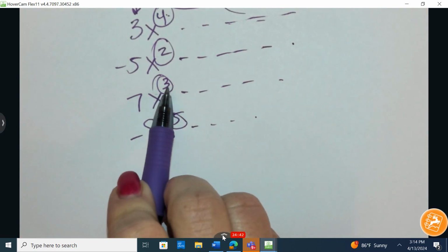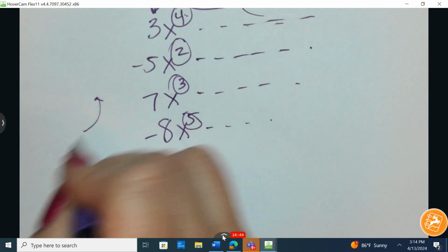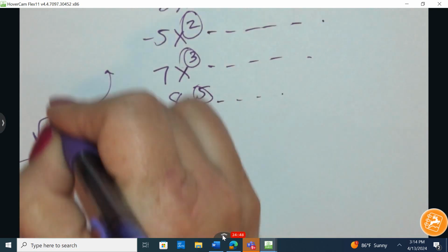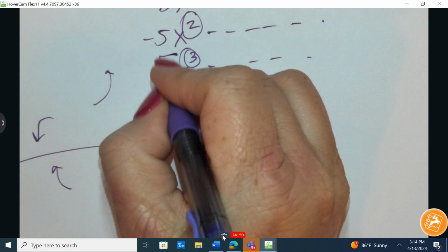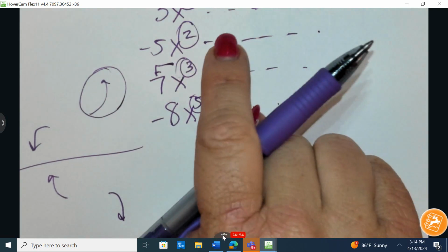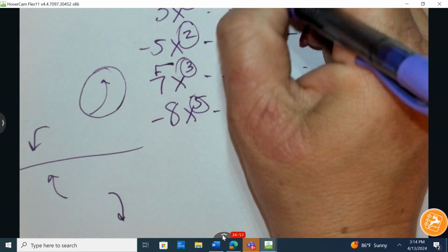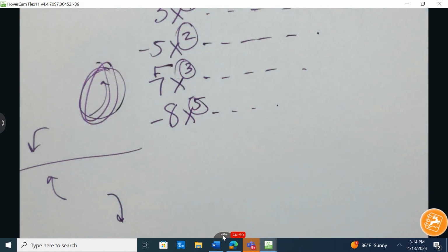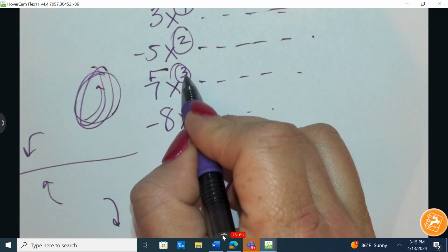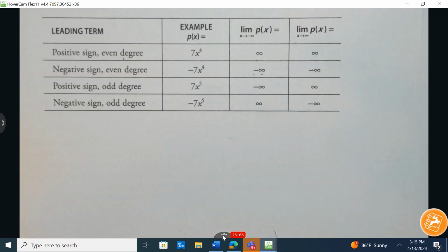Okay? It's odd. So if it's odd, they're going to go in different directions. Two different examples here. So odd with positive. When it's positive, regardless if it's even or if it's odd, the right-hand side always goes up. Always goes up with your right hand. So in this example, we have odd, positive, so up on the right, down on the left.